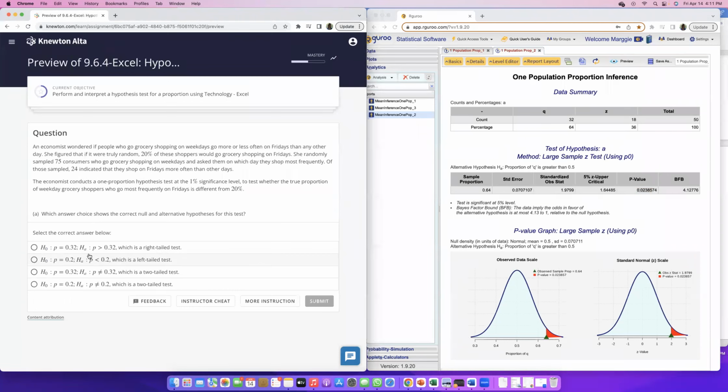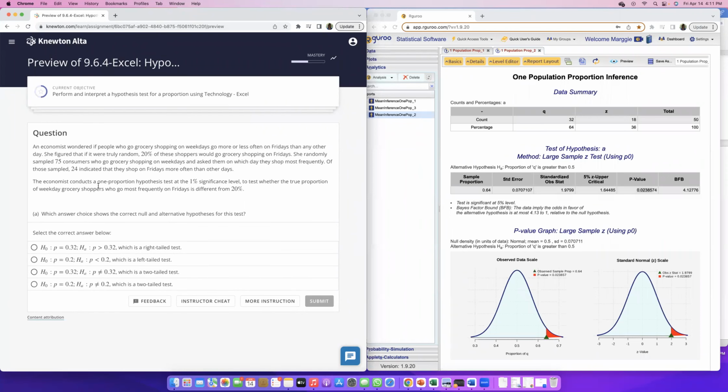Third problem, here we need to choose our hypothesis. An economist wondered if people who go grocery shopping on weekends go more or less often on Fridays than any other day. She figured that if it were truly random, 20% of these shoppers would go grocery shopping on Fridays. She randomly sampled 75 customers who go grocery shopping on weekdays and asked them on which day they shop most frequently. Of those sampled, 24 indicated that they shop on Fridays more often than other days.